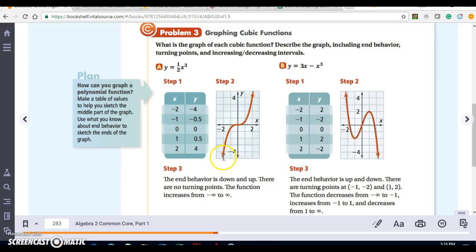And also it is increasing, so no matter what, as I'm looking at it, going like I'm reading a book from left to right, I'm increasing from negative infinity to positive infinity. Let's take a look at B.